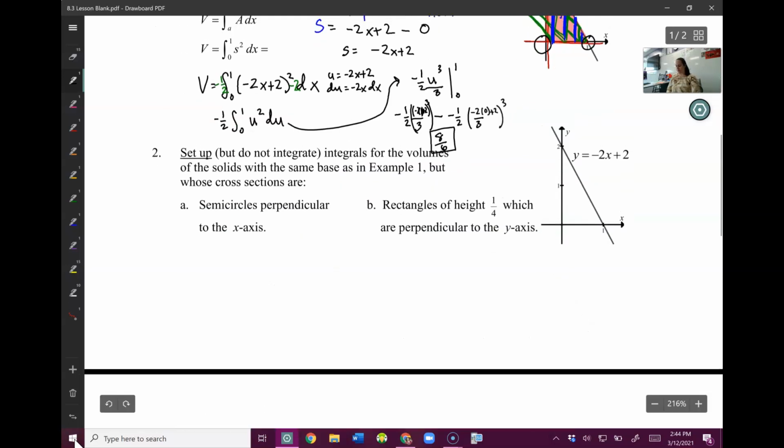In the next video, we'll try the same shape, the same base, but now we're going to start to apply different cross sections to it and see what that does to this volume.